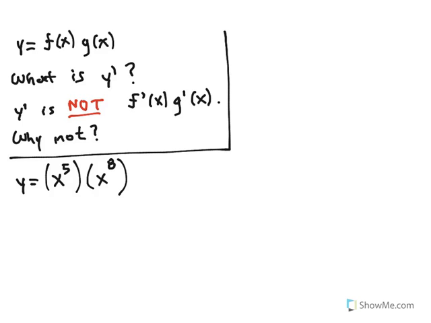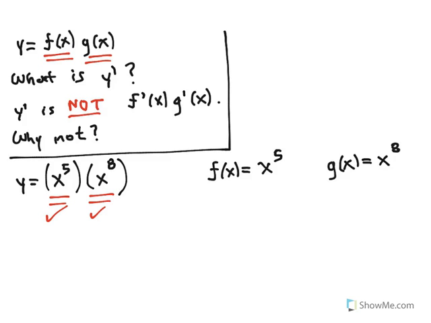Suppose you have y and it's the product of x to the fifth times x to the eighth. So x to the fifth would be f of x, and x to the eighth would be g of x. Each one of these two functions is differentiable because they're just power functions. I know how to find the derivative of a power function. I use the power rule. So I can find f prime of x and g prime of x. This is what we've learned before.